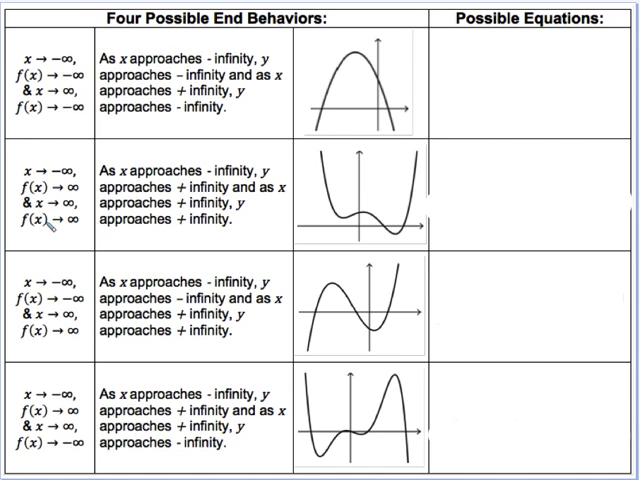All right, so this next one, as x approaches negative infinity, y approaches positive infinity. And as x approaches positive infinity, y approaches positive infinity. So basically, on both sides of the graph, your end behaviors are pointing up. And then this one, your left side is pointing down, or it's decreasing, and the right side is pointing up. And then with this one, your left side is pointing up and your right side is pointing down. All right, so these are the 4 different possible scenarios.